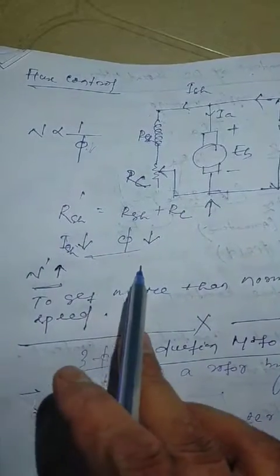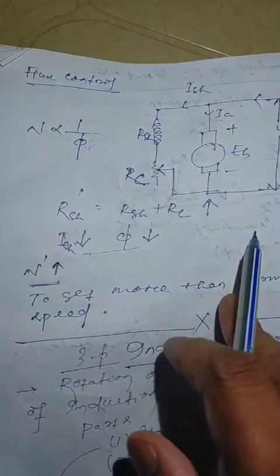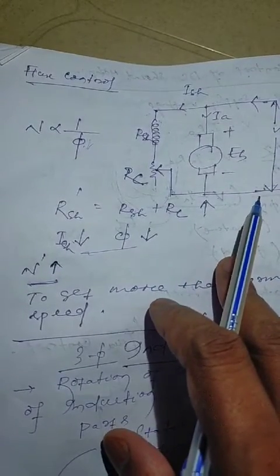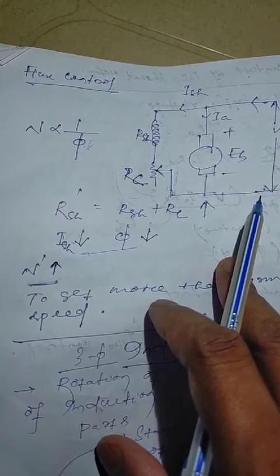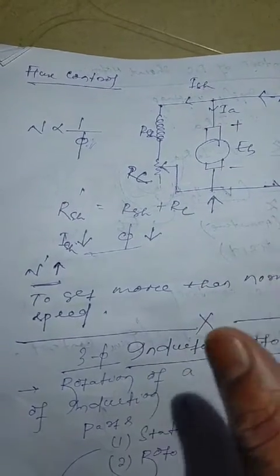So what can we get? To increase the speed above the normal speed, we use the flux control method or field control method. So these are the two speed control methods used in the DC shunt motor to control the speed.